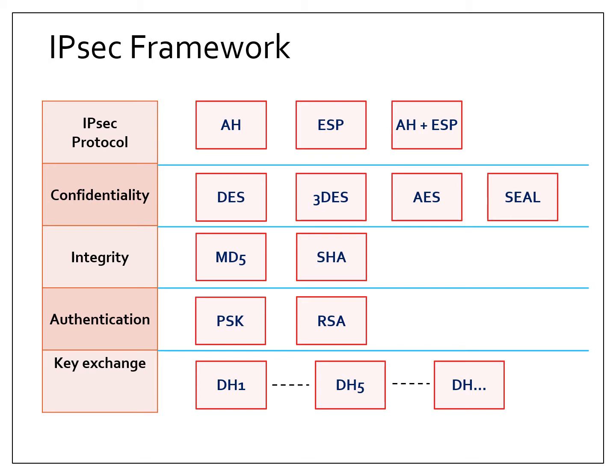For integrity, you can use Message Digest 5 or the secure hash algorithm. For authentication, you can use either a pre-shared key or a public key method such as Rivest-Shamir-Adleman, or RSA. For key exchange, otherwise known as Diffie-Hellman, this is how you exchange keys between the peers. You can use a Diffie-Hellman group number starting with 1, but that's not very good these days. The higher the Diffie-Hellman group number, the better. We're going to use Diffie-Hellman group 5 just for this exercise, but obviously we recommend using a much higher number.